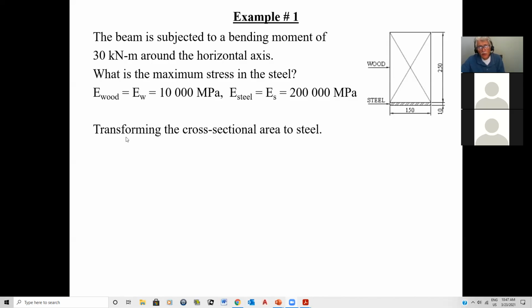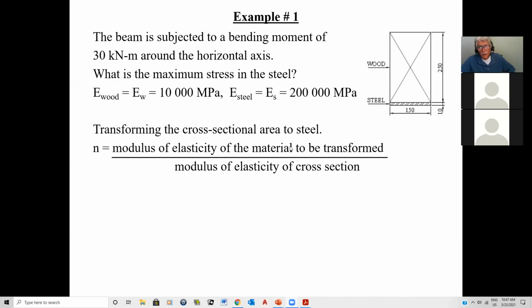Now, transforming the cross-section area to steel, because I want to know the stress in steel. That means the numerator becomes the E for wood and the denominator becomes the E for steel. So the n value is the modulus of elasticity of the material to be transformed, in this case wood, over the modulus of elasticity of my cross-section, which I want to have as the overall one material. So here I have 10,000 divided by 200,000. Of course, I end up with 0.05. And of course, there are no units because it's a ratio. So there's my n value.